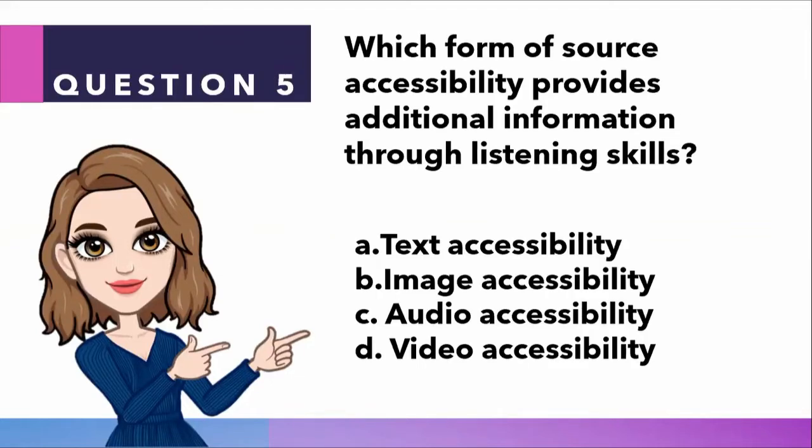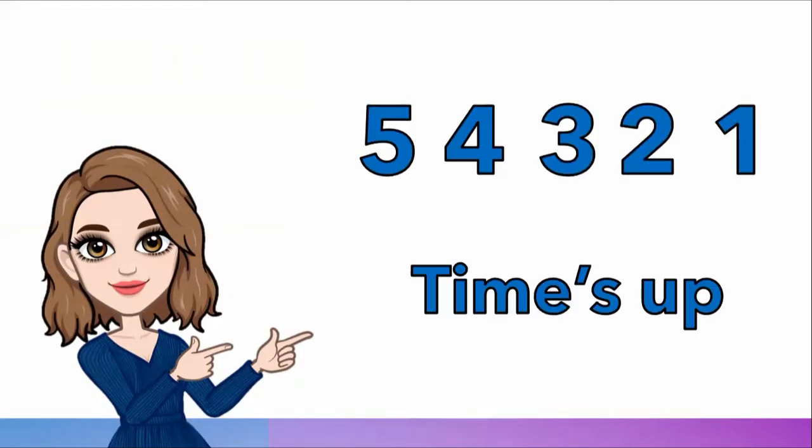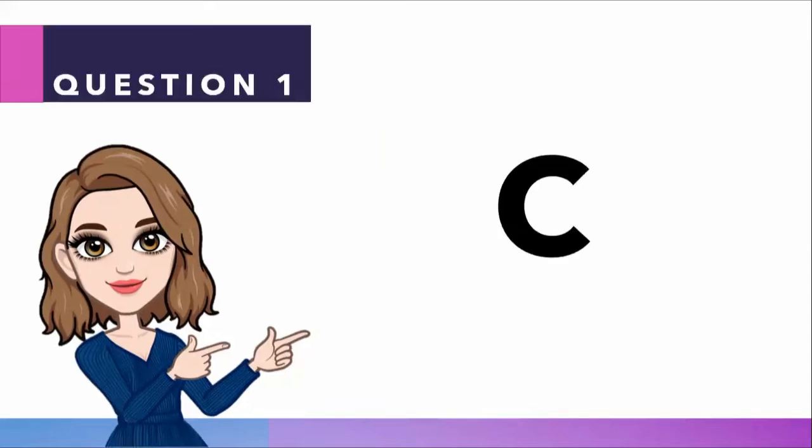Last question, question number 5. Which form of source accessibility provides additional information through listening skills? Is it A. Text accessibility, B. Image accessibility, C. Audio accessibility, or D. Video accessibility? Time's up. Let us see if your answer is correct. The correct answer is letter C.